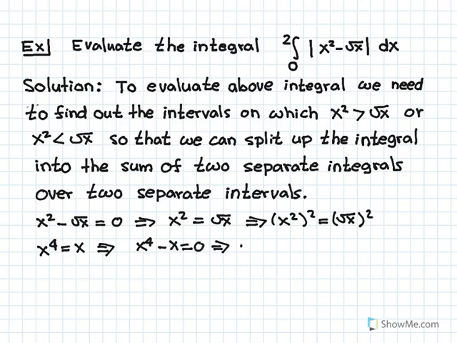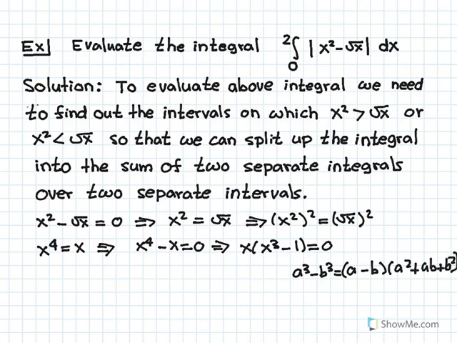Let's factor out the x. We get x times x cubed minus 1 is equal to 0. Now we have to apply the difference of cubes. Recall that a cubed minus b cubed is equal to a minus b times a squared plus ab plus b squared. All right, so what we get is x times x minus 1 times x squared plus x plus 1. Make this equal to 0 and solve for x.